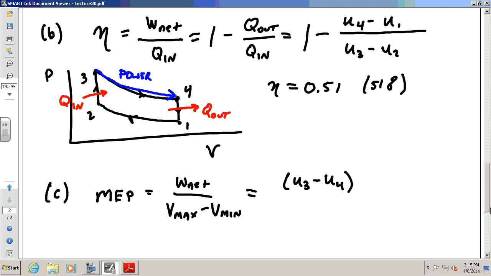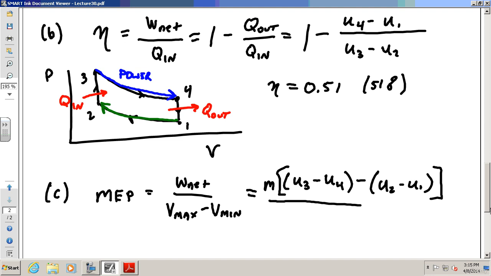But that's not everything, because the net work is the power stroke minus the compression stroke, because unfortunately, every time I run a cycle, I have to put some energy back into this thing. So your net work is U3 minus U4 minus U2 minus U1, because that is really your total net. And this is all on a per mass basis, but given the cylinder volume, you can actually figure out the mass. I'm going to go quick here to save you some time, and I'll show you that real quick.